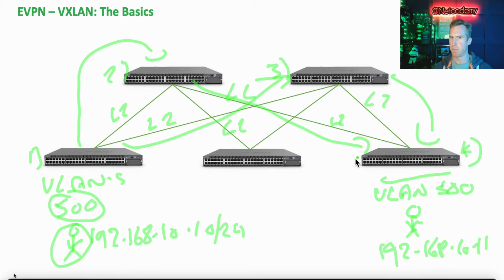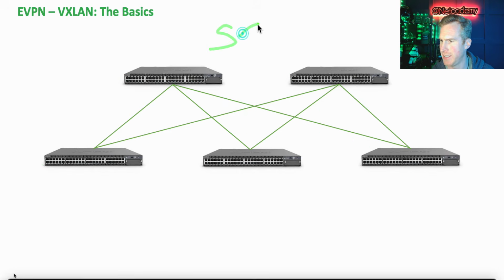However, what is the problem when you start having layer 2 everywhere? The problem is something called STP, or Spanning Tree Protocol.